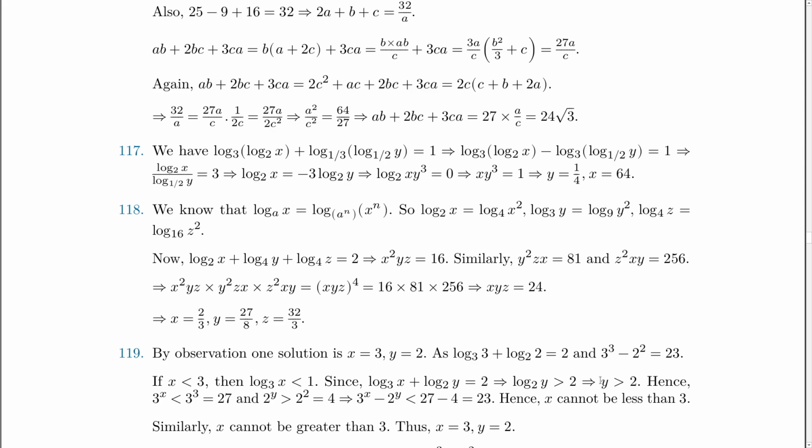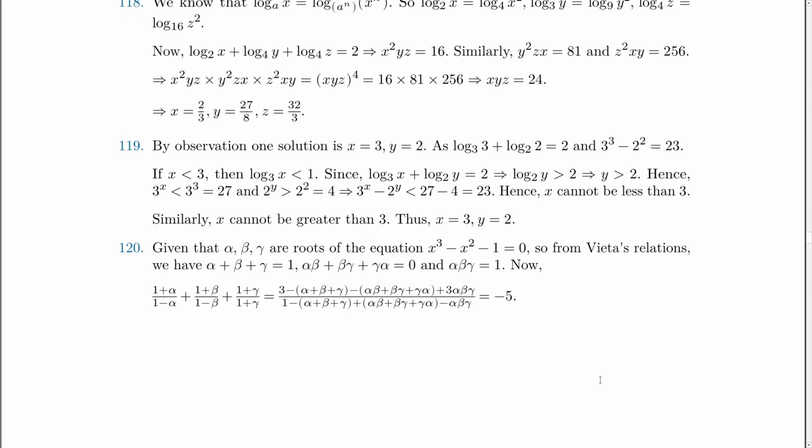Okay, so now we look at the solution. We have this given equation. From the relationships between roots and coefficients, we can say that alpha plus beta plus gamma is equal to 1, alpha beta plus beta gamma plus gamma alpha is equal to 0, and alpha beta gamma is equal to 1.